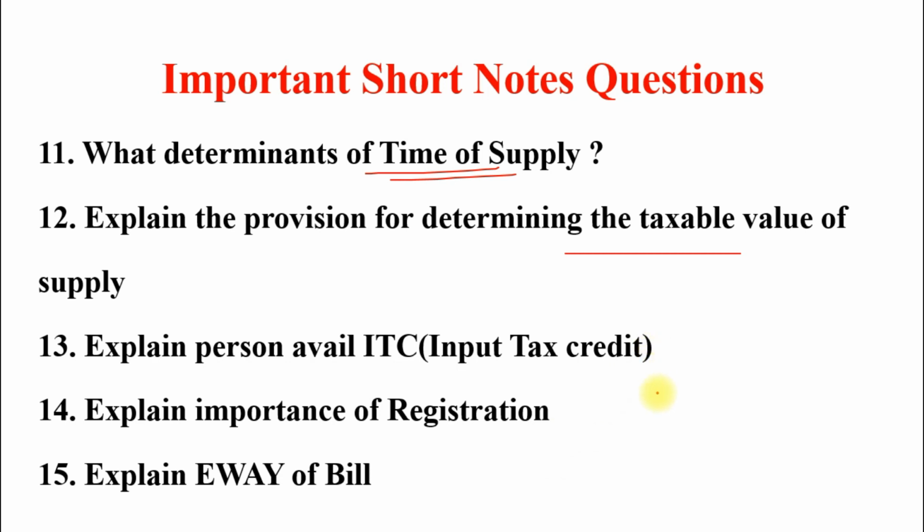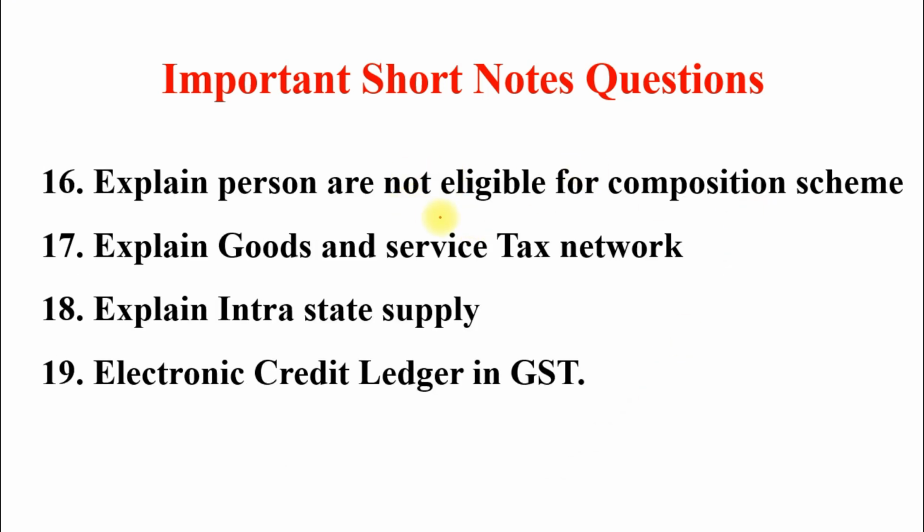Now last four types. Explain the person who are not eligible for composition scheme. Explain goods and service tax network. Explain intra-state supply. And lastly, explain electronic credit ledger in GST. Okay, so these are the last four topics which are very important.